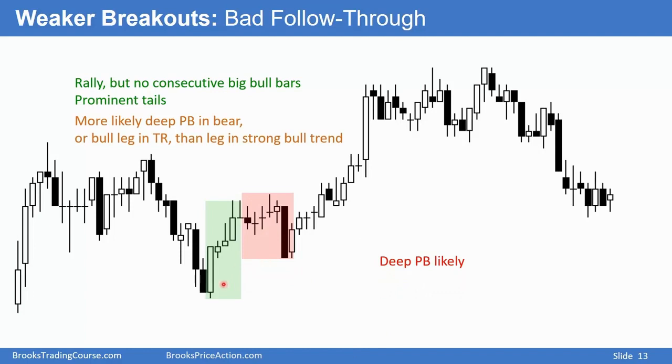You have to assume there'll be a deep pullback or the market will continue sideways for a lot of bars. Here we pulled back about 50% of the height of the bull breakout. Probably a bull leg in a trading range. And the market did remain in a trading range for about 10 more bars or so.